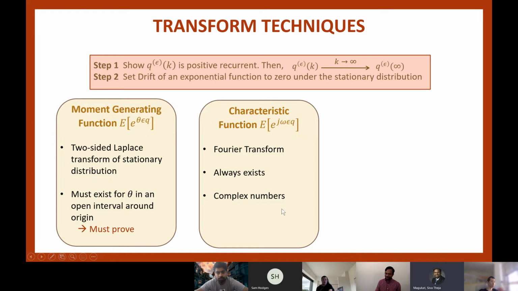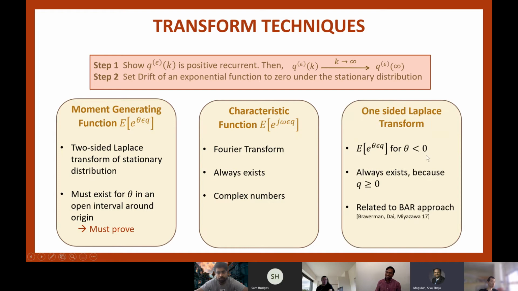But this involves working with complex numbers. And the third option is I work with something that looks like the first option, but I'll let theta be only less than or equal to 0. I don't allow for positive thetas. And this always exists because my Q is non-negative. And so here, this is also very nice because I don't have to worry about showing the existence. And this is related to what is called the BAR approach in the literature.